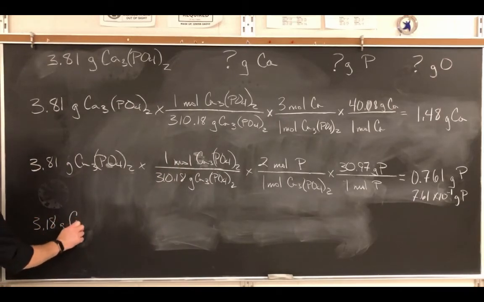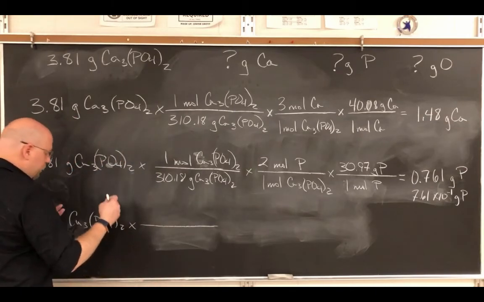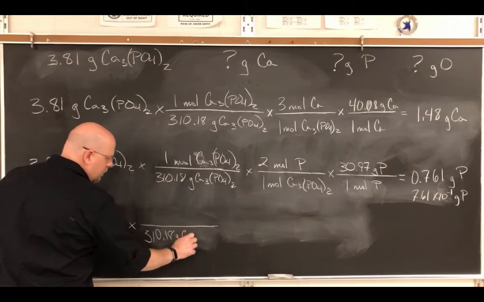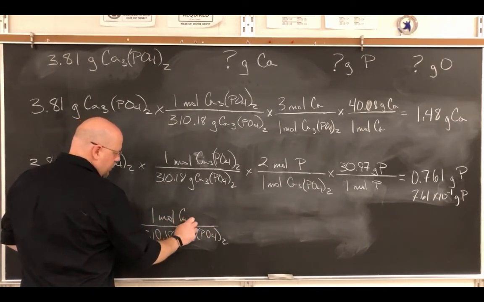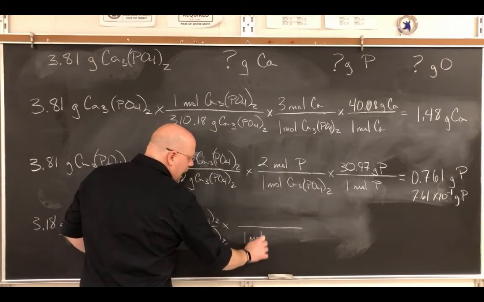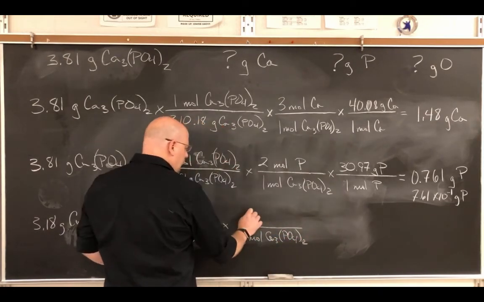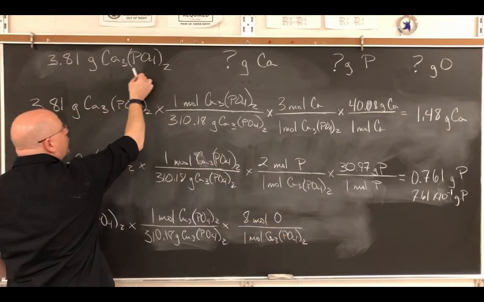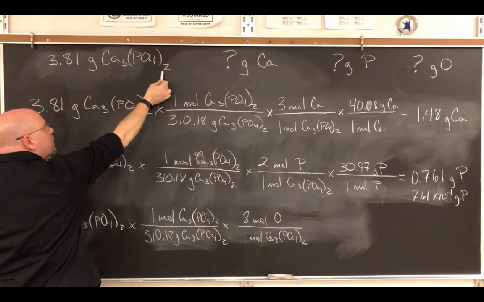3.18 grams of calcium phosphate. Convert your grams to moles, always the first step. One mole of that compound, calcium phosphate, is going to be 8 moles of oxygen, because in our formula we've got the phosphate, the oxygens inside the parentheses. There are 4 oxygens as part of phosphate, multiplying it by 2 because we have the 2 outside the parentheses.